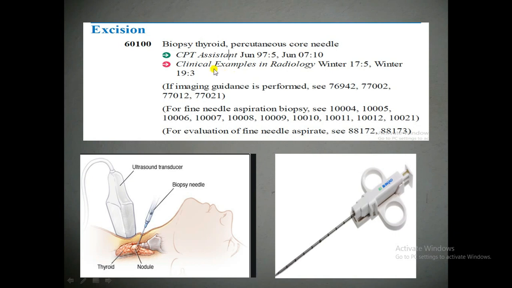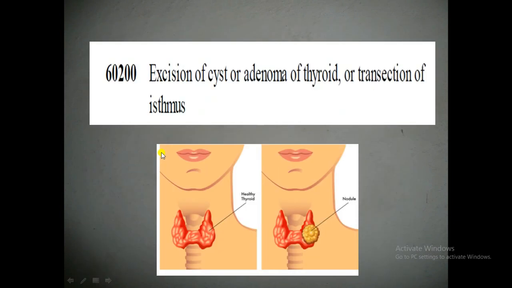In the medical report, if you see biopsy thyroid performed by the percutaneous core needle method, we have to bill 60100. In the CPC exam also, if biopsy thyroid is performed by the percutaneous core needle method, we have to bill the 60100 CPT code. Now we will see another excision procedure of the thyroid gland, that is, excision of cyst or adenoma of thyroid or transection of isthmus.